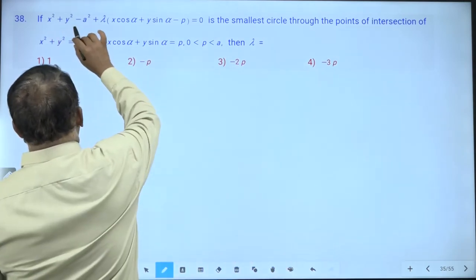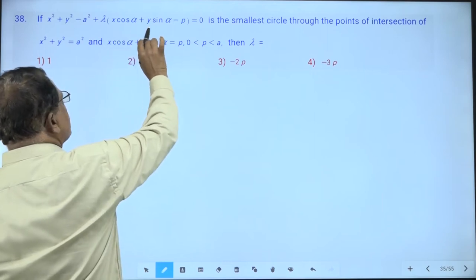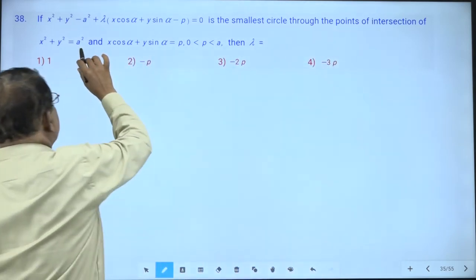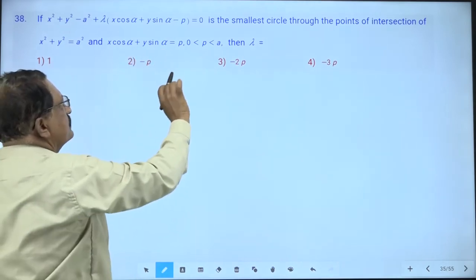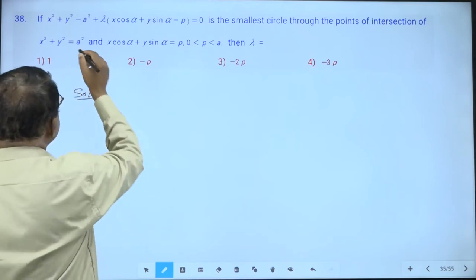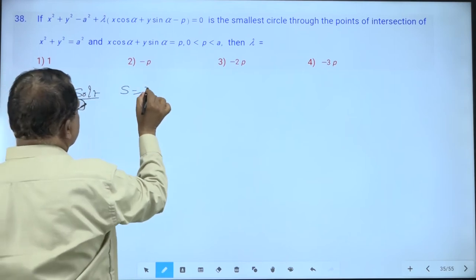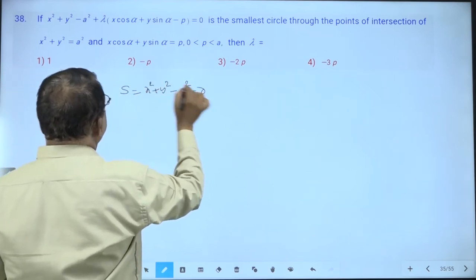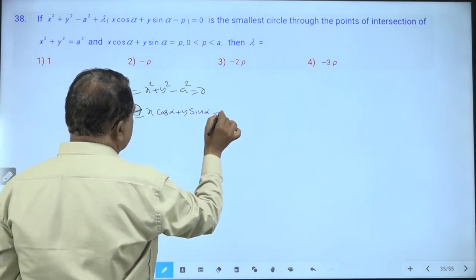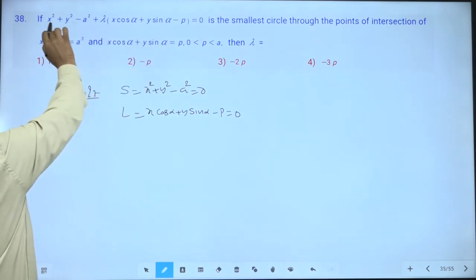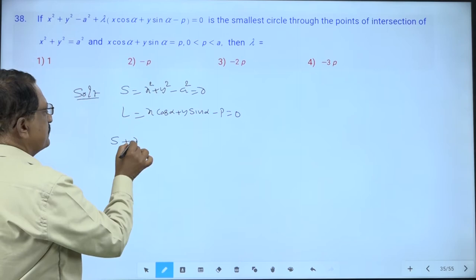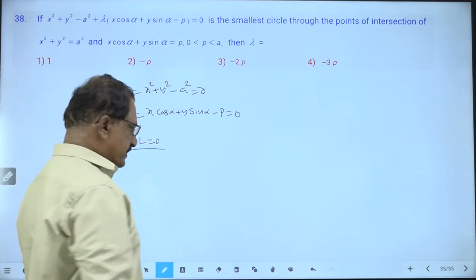Next, x^2 + y^2 - a^2 + lambda(x cos alpha + y sin alpha - p). For the smallest circle through the points of intersection of x^2 + y^2 = a^2 and x cos alpha + y sin alpha = p, lambda equals to? Now, solution. S is the given circle x^2 + y^2 - a^2 = 0. L is the given straight line x cos alpha + y sin alpha - p = 0. The required circle equation x^2 + y^2 - a^2 + lambda(x cos alpha + y sin alpha - p) is in the form S + lambda L = 0.